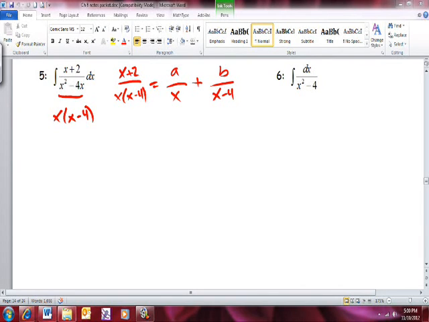Now, if you end up getting a quadratic factor like x squared minus 4, the numerator is always going to be one less degree. So these are of degree 1, so my numerator has to be of degree 0. If I had x squared on the bottom, then I would have something like Ax plus B, a linear on the top. If it was x cubed on the bottom, then I would have a quadratic on the top.